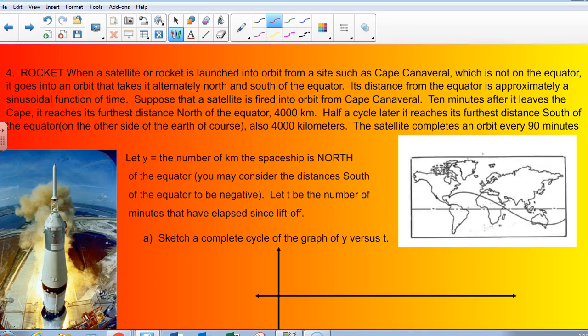Next question is about rockets or satellites. We have a problem, Houston, only this is not Houston. This is launching from Cape Canaveral. Okay? Cool. I might ask you a question about that in a minute. First, we're going to do this.